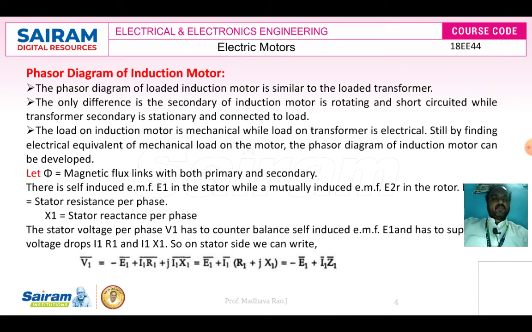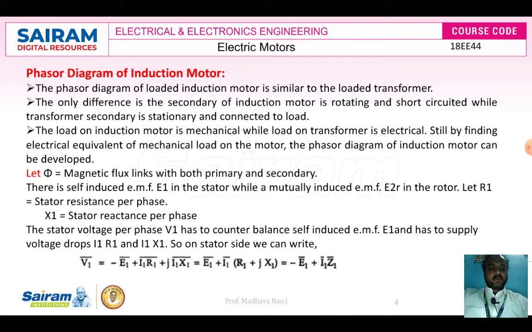So before the phasor diagram, we have two devices, transformer and induction motor. Consider these two devices. Transformer is a static device and induction motor is a rotating device. So the induction motor phasor diagram is similar to that of the loaded transformer. Both devices have similar phasor diagrams, since a transformer has two types of windings, primary winding and secondary winding. Even the induction motor has stator winding and rotor winding.